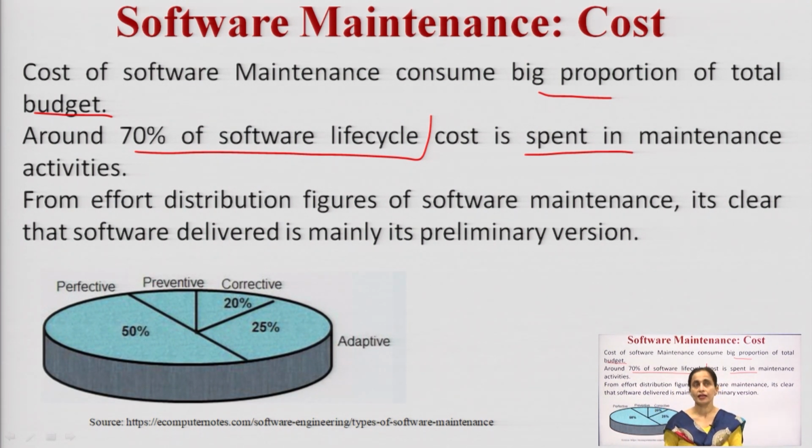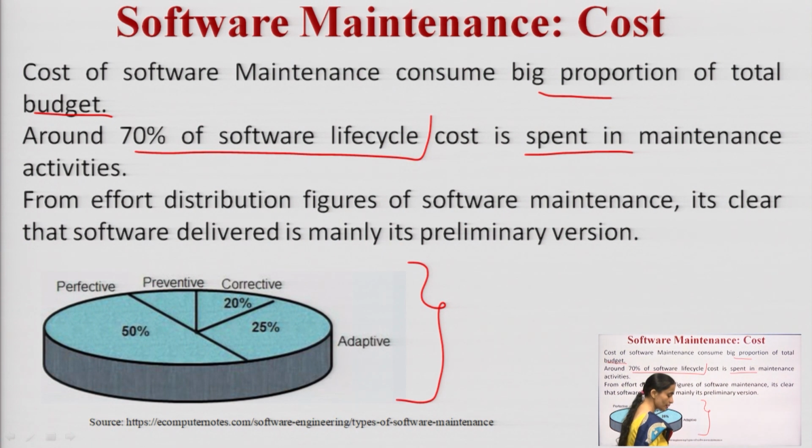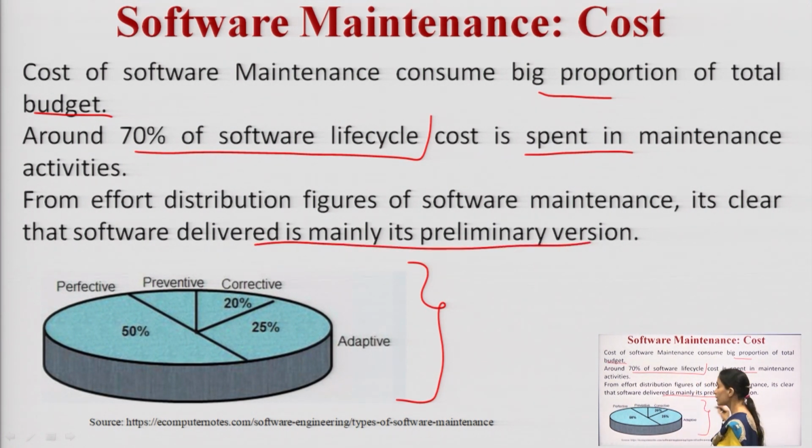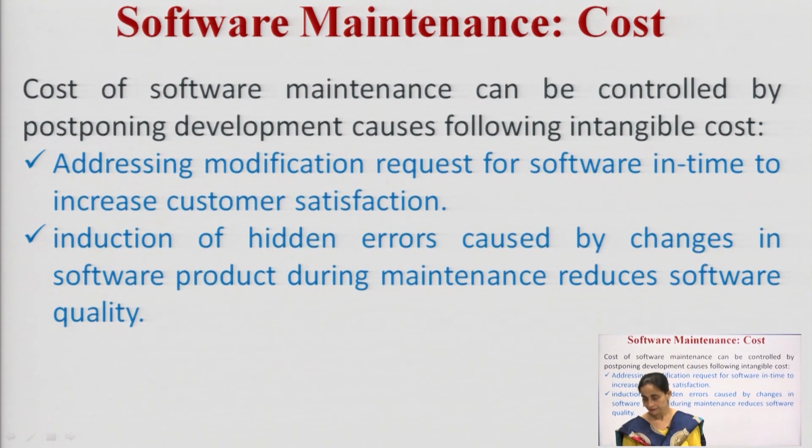And if we see the effort distribution, these are the 4 kinds of maintenance that we do. We start with corrective, then we move on to adaptive, then perfective and then preventive. Most of the time the software is delivered in its preliminary versions, so software maintenance has to be carried out that way only.